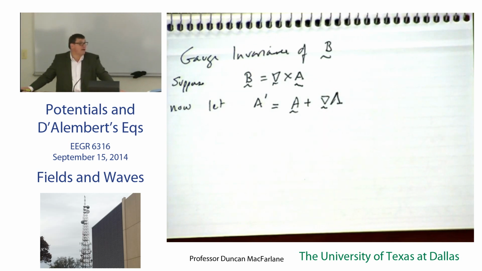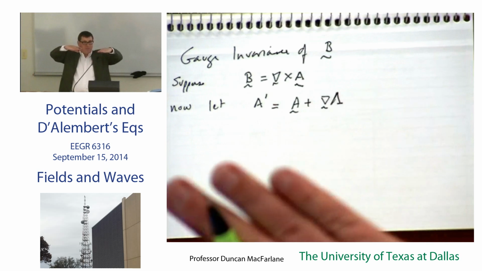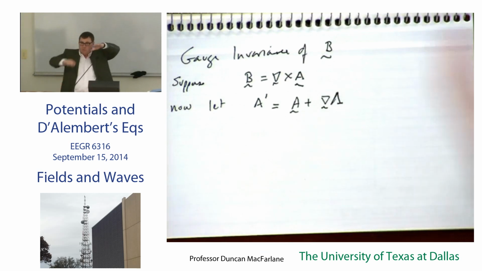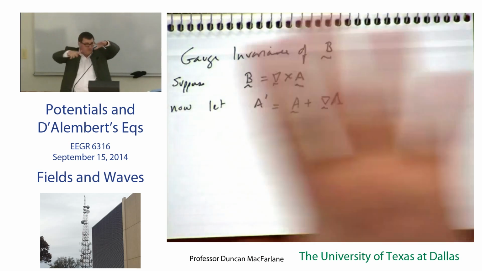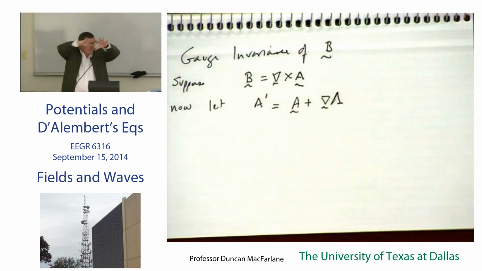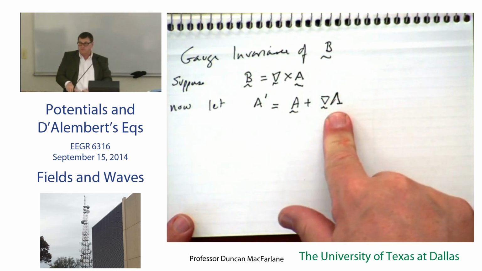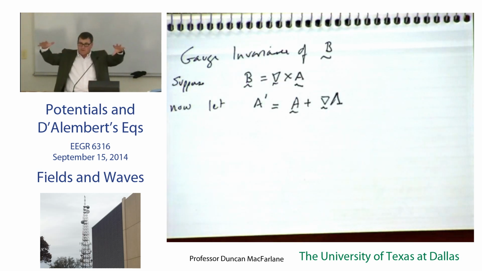So that gives me a lot of freedom. It's not just A plus or minus a few extra points. I can actually warp the terrain of what that A is in this manner, as long as I can describe that warping as the gradient of a new field.